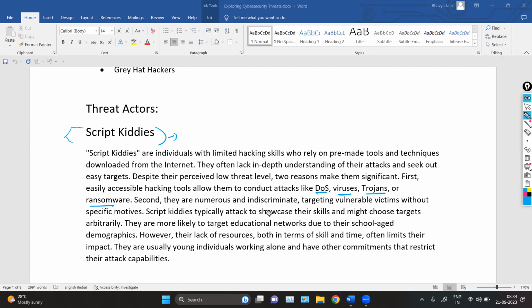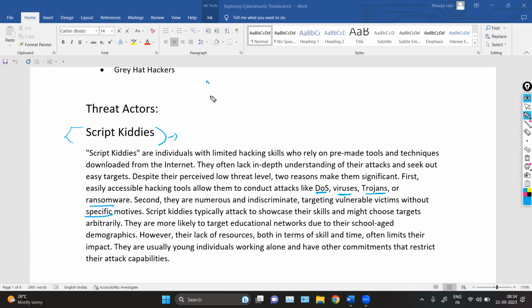Second, they are numerous and indiscriminate, targeting vulnerable victims without specific motives. Script kiddies typically attack to showcase their skills, or they just hack even for hobbies as well.